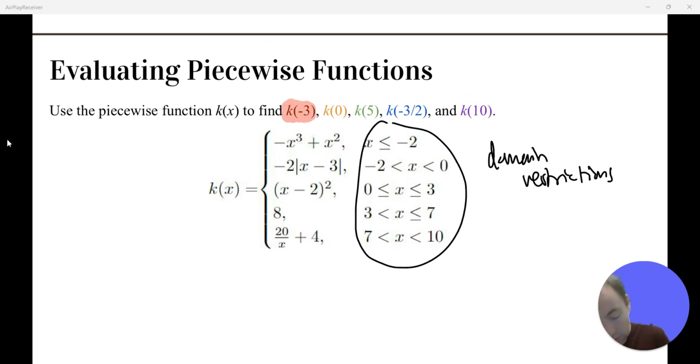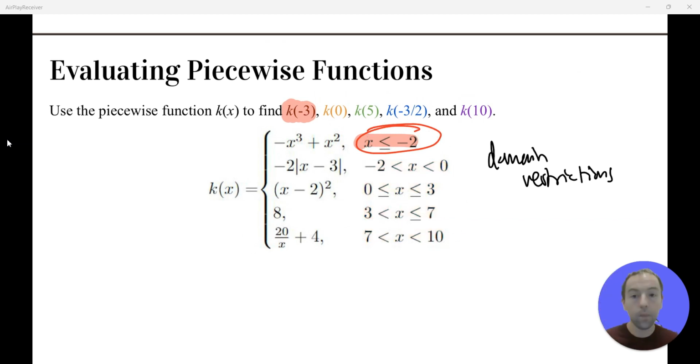So the first thing that we want to do is find k of negative 3. What you want to look for first is in these domain restrictions, to find where negative 3 is. Which interval does negative 3 satisfy? Of those intervals, it's going to satisfy this one right here, because negative 3 is an x number that is less than negative 2. Because it satisfies that interval, you're going to find k of negative 3 by plugging it into the rule right next to x less than or equal to negative 2. So the rule you're using is negative x cubed plus x squared.